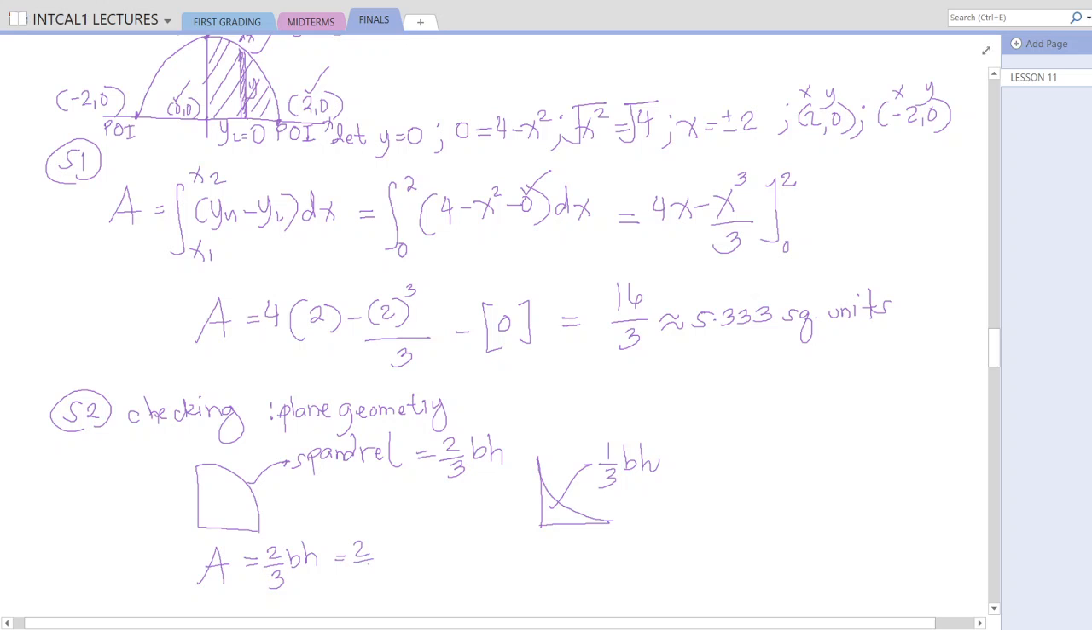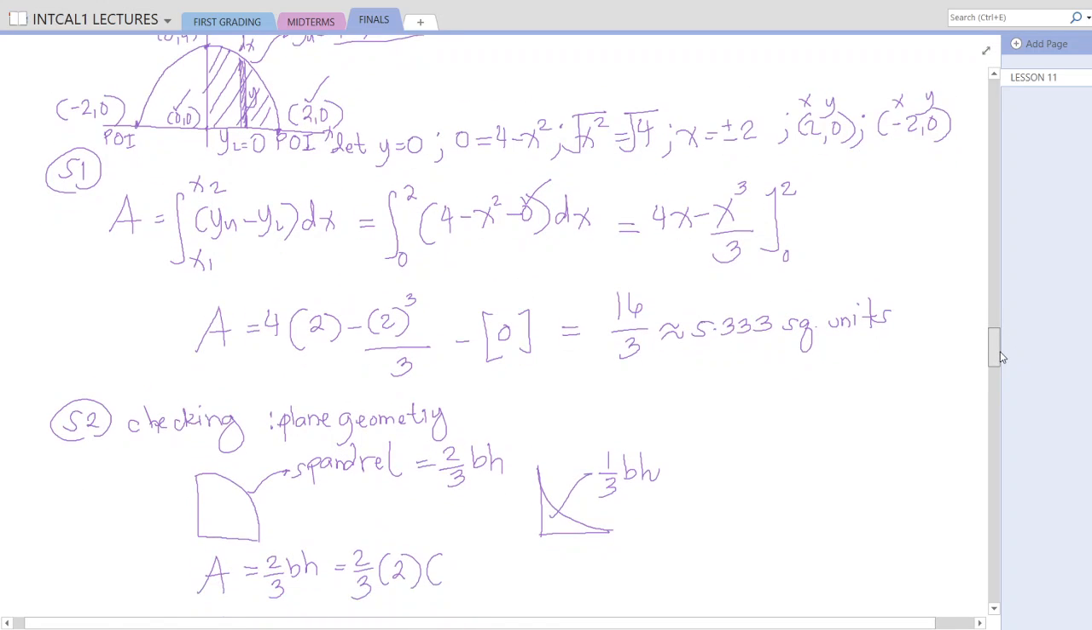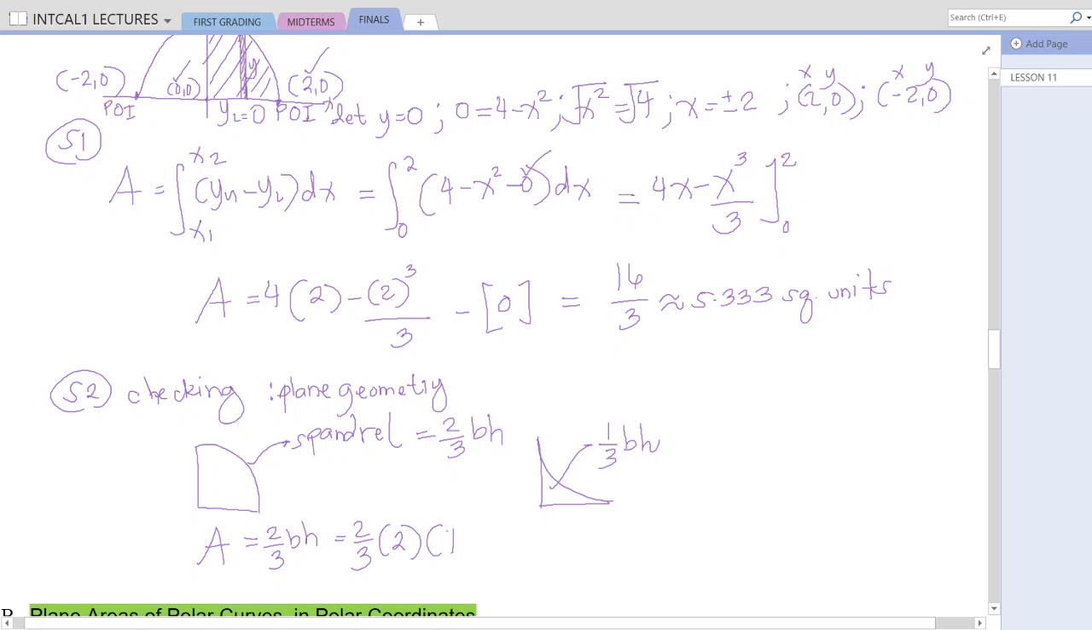So 2/3 base, where the length of the base is 2, that is x, multiplied by the height, which is given by the vertex (0, 4). So the height is 4, the vertical distance. That is also equal to 16 over 3, or 5.333 square units. So it satisfies our answer using the integral.